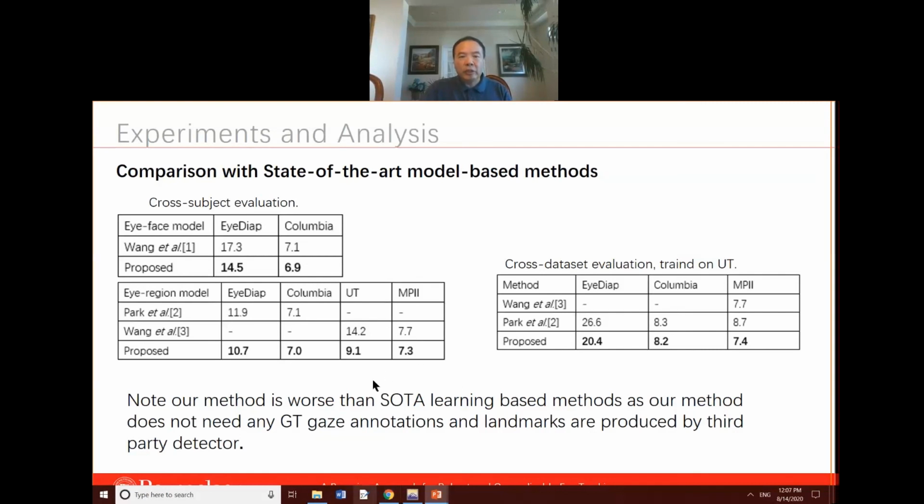However, I want to make a note that if you look at these numbers, our method actually is worse than state-of-the-art learning-based methods. This is because, first, as a model-based method, our method does not need any ground truth annotation of the gaze, whereas the learning-based method requires ground truth annotation. So this is one issue with the model-based method. Another is the training data that we use. It's basically just the eye image. It's unlabeled. And the landmarks that we generate for each of these training eye images from the 4 benchmark data sets are produced by a third-party landmark detector. We apply it directly without any refinement. So as a result, the landmark detections are not perfect. So we can say compared to the learning-based method, our method is essentially unsupervised. That may explain why our method cannot outperform state-of-the-art learning-based methods.